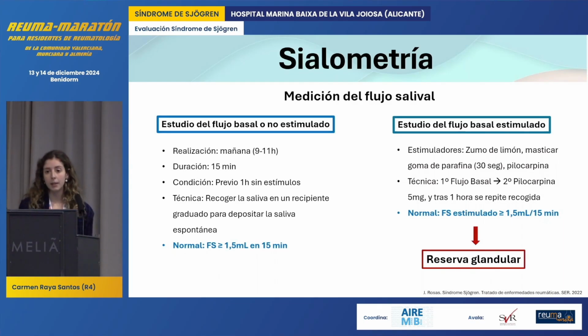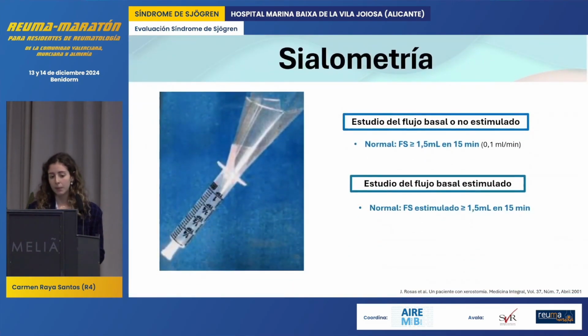This test is interesting because it allows us to assess glandular reserve and also gives us insight, or the idea, of potentially using medication in these patients. That said, remember that pilocarpine cannot be given to patients with poorly controlled asthma or heart conditions, okay? So they would not be able to undergo this test with this medication. This is the container we use in the clinic to measure salivary flow, okay?